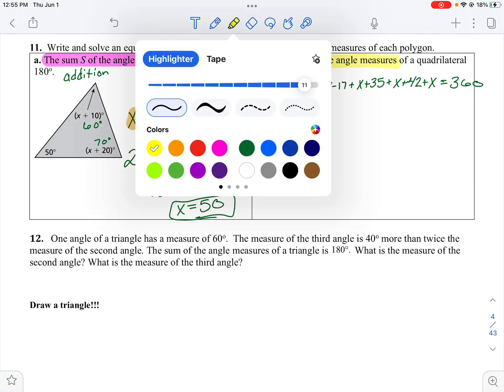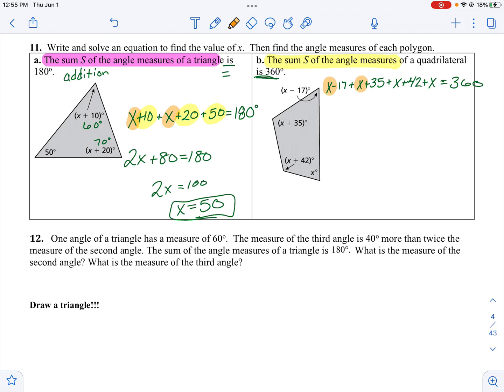And just like before, we're adding up our like terms. So I see 1, 2, 3, 4 x's. Now I have to combine my other terms. I have a negative 17, a positive 35, and a positive 42. Well, let me combine the positives. Here I combined 35 and 42 to make 77. And now I can combine these two to get 4x plus 60 is 360.